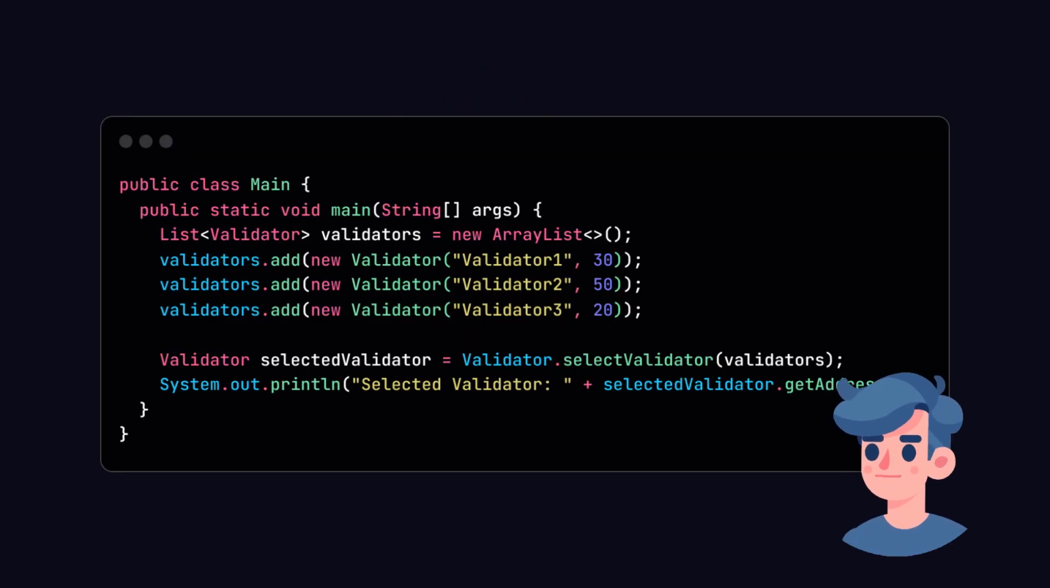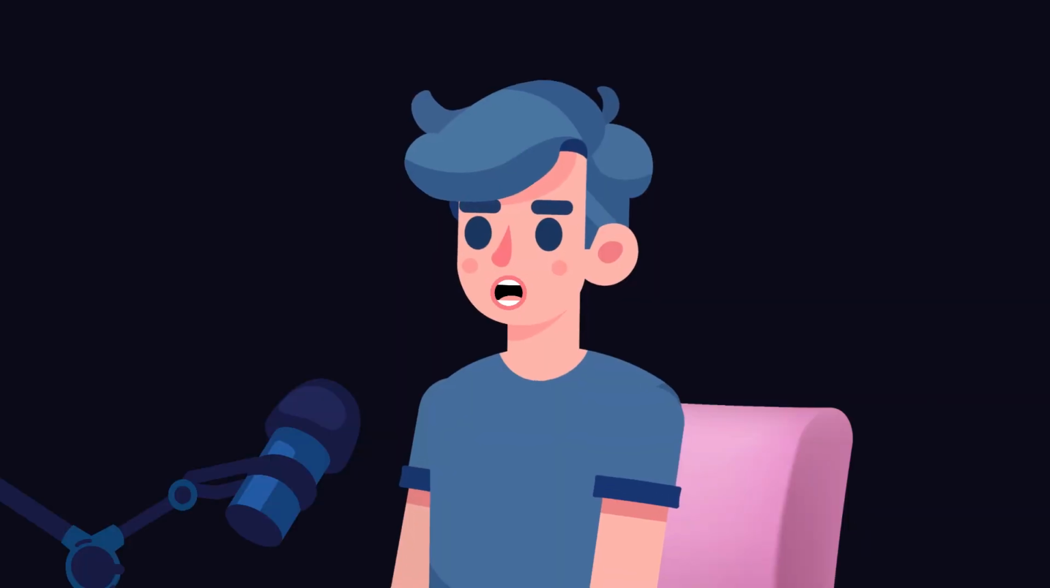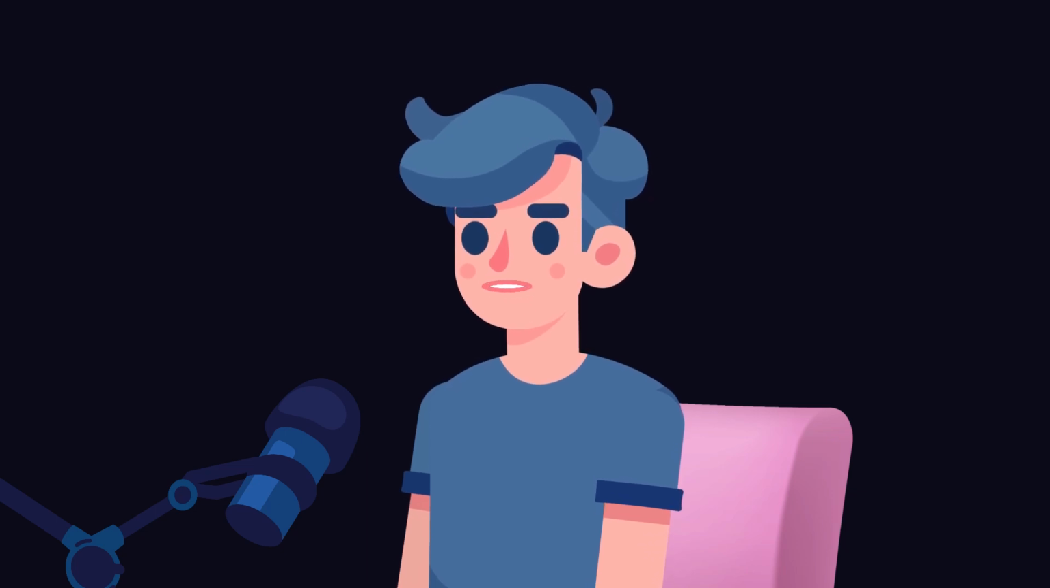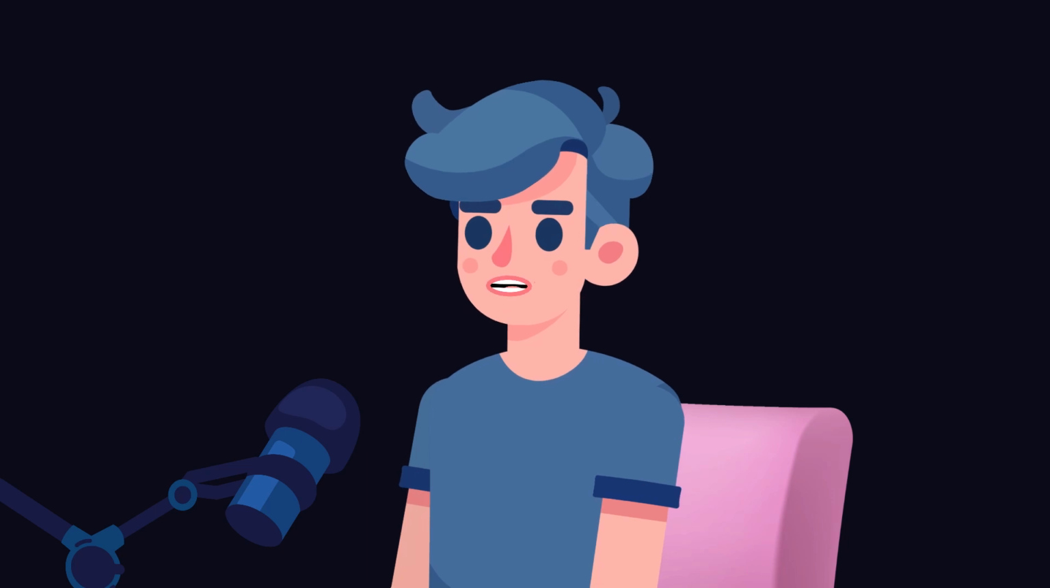Finally, let's test our proof of stake implementation. We will simulate adding several validators and selecting a validator for block creation. When you run this main function, it will print out the address of the selected validator based on their stake. This demonstrates how the proof of stake consensus mechanism works in theory.